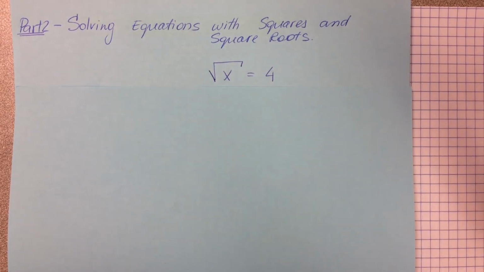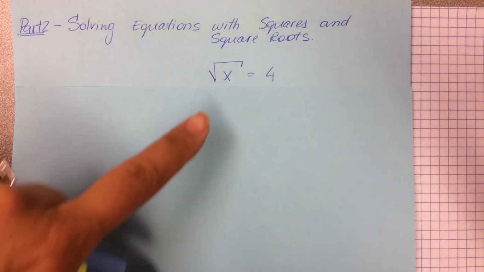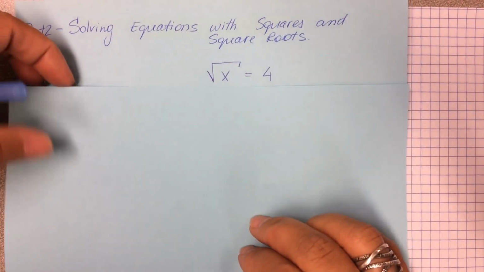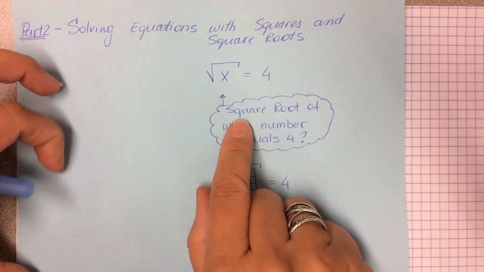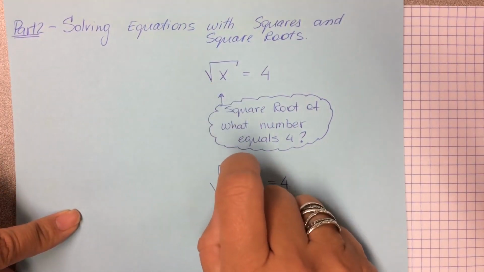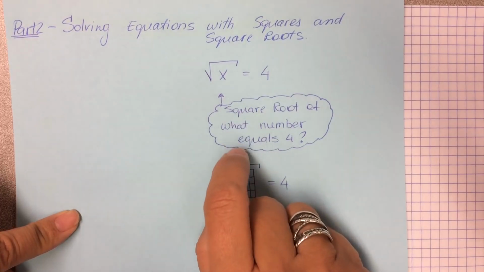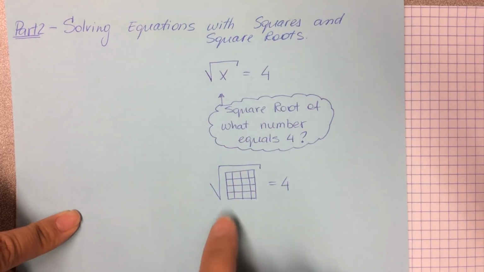In this video, we'll continue solving equations with squares and square roots, and the question will be to figure out the square root of what number equals 4. So our question this time is the variable inside the root, and it sounds like: square root of what number equals 4?